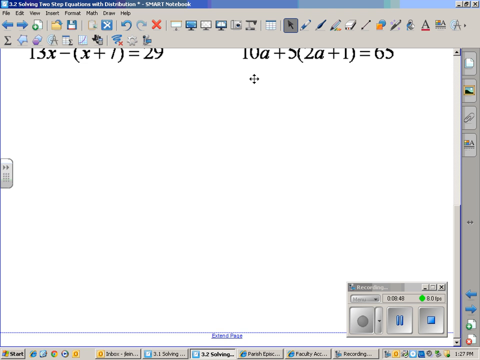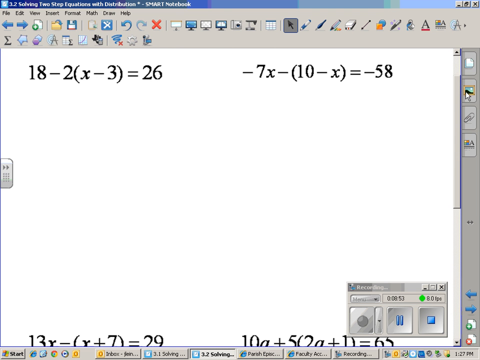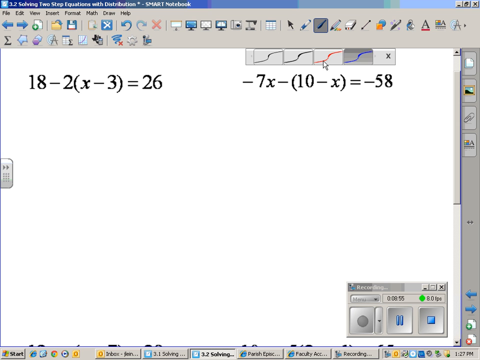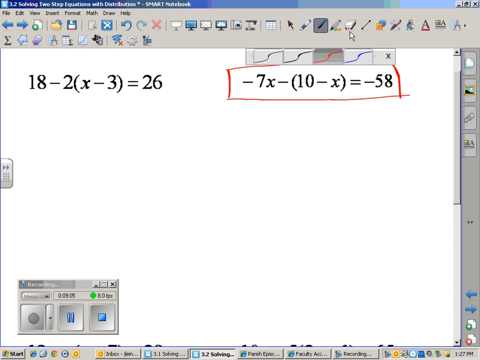This is the one I want to concentrate on now. Let me find him. Where'd he go? Yeah, here he is. So we're going to box him up. I'm going to move the recorder because I know I'm running out of room. And I'm going to distribute on my first step.